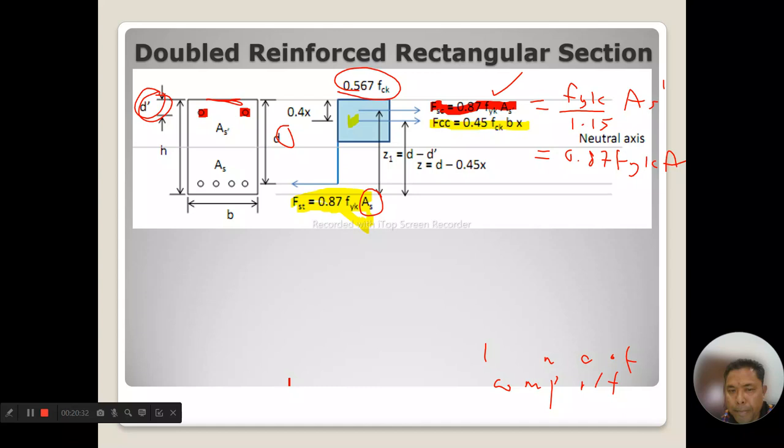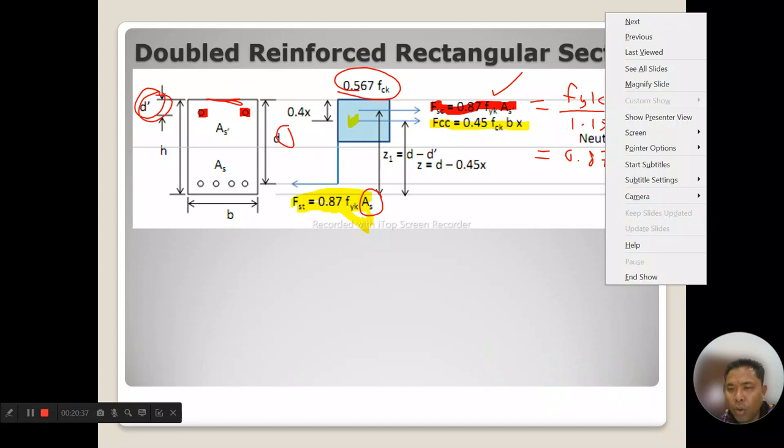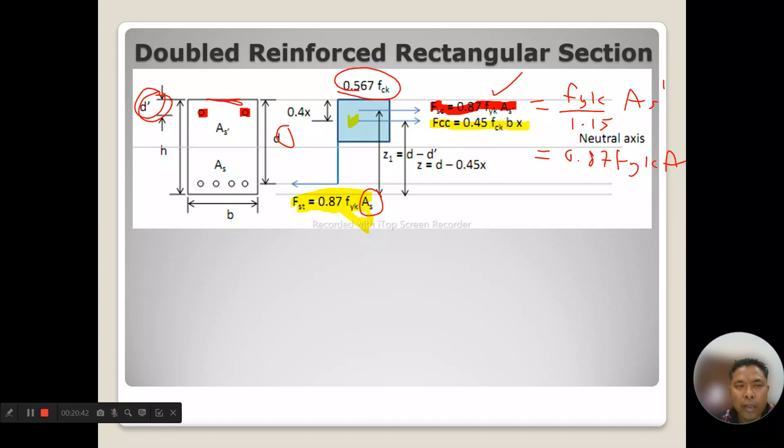Okay, so by labeling all of that and putting the correct dimensions and forces, we again use a similar concept as before by considering equilibrium of forces. Equilibrium of forces states that any forces in compression must always equal the force in tension. Remember that the force in compression for our reinforced concrete is only the concrete.